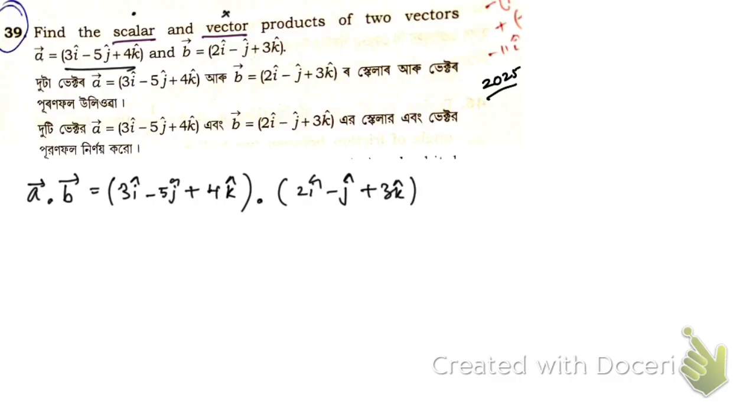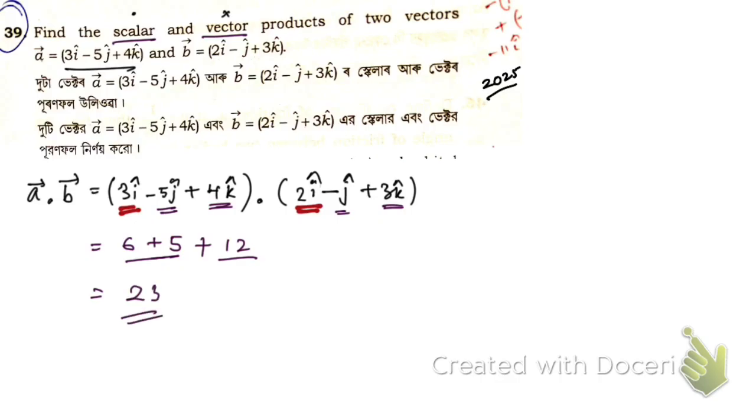So let's find the dot product. 3i dot 2i is going to be 6, since i dot i is 1, so only 6. Then minus 5j dot minus 1j is going to be plus 5, since j dot j is 1. Plus 4k cap into 3k cap is going to be 12, since k dot k is 1, so only 12. So 6 plus 5 is 11, plus 12 is 23. So this is the dot product.